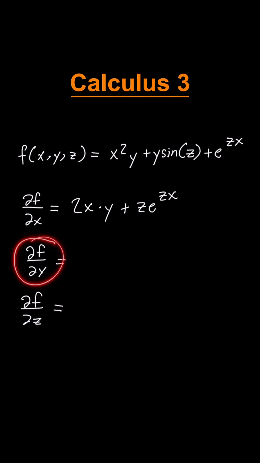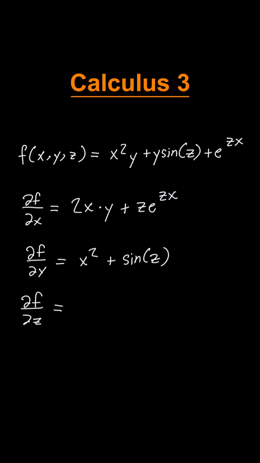Okay, let's do partial f partial y. So differentiate with respect to y and treat x and z as constants. In the first part, the derivative of y is just 1 and x squared is a constant, so we just write it down. In the second part, again, the derivative of y is just 1, so we're just gonna have sine z. And in the third part, there's no y, so it just becomes 0.